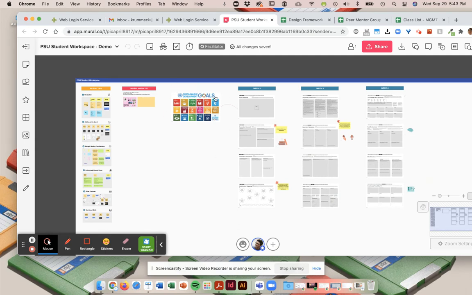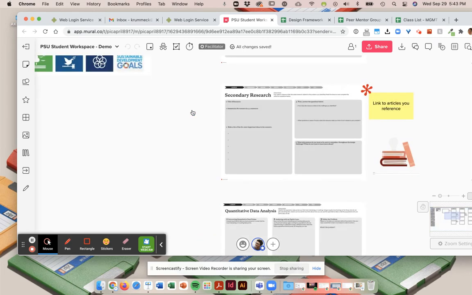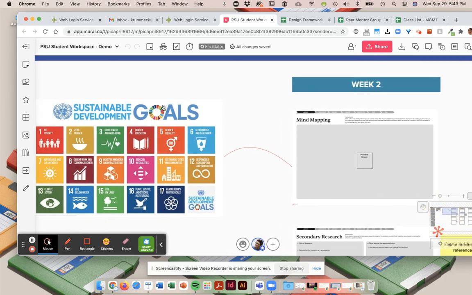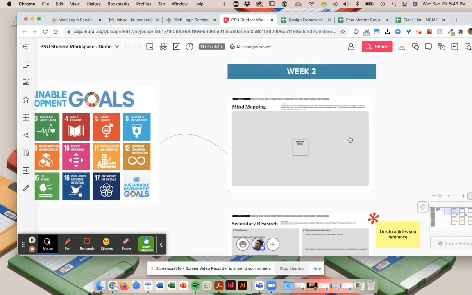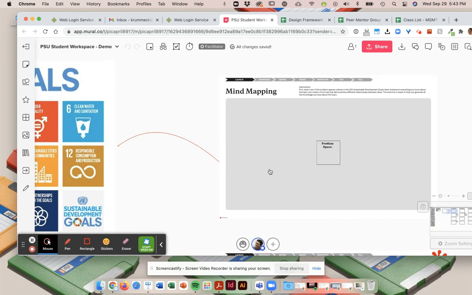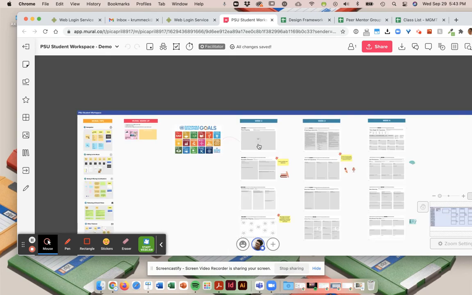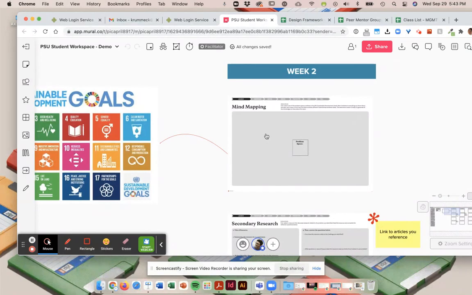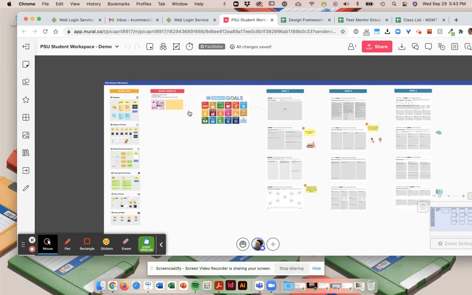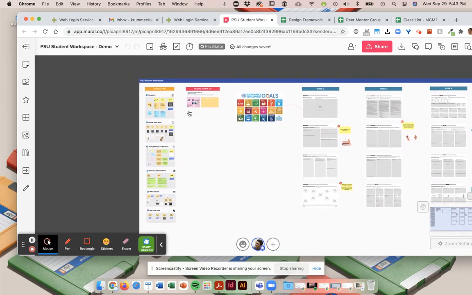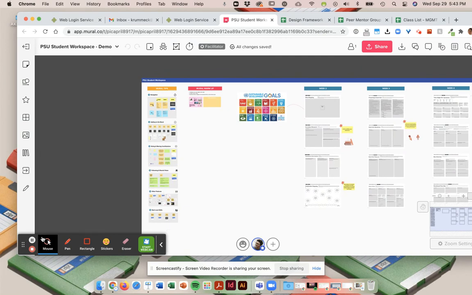We have the UN Sustainable Goals here. And in the first activities of this week, you're going to look at these goals. You're going to select one and put it here in the center. And then you're going to start to complete a mind map around that problem space before you move on to the next activity. So that is orientation there. But before you get started on that activity, you need to orient yourself a bit to Mural. And there are a couple of things to say about that.